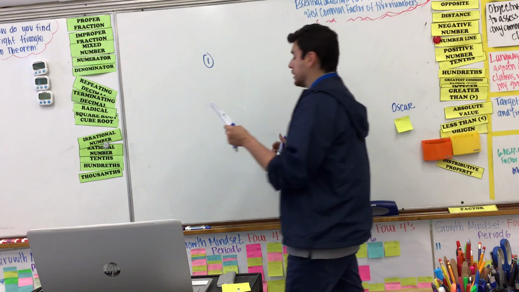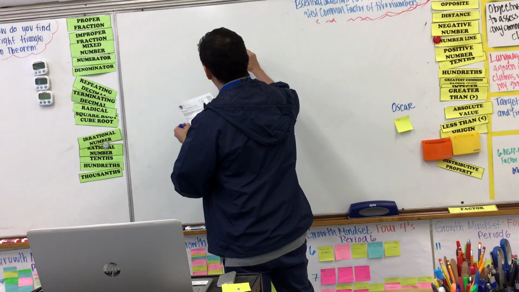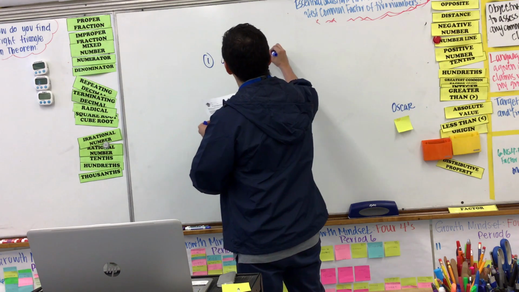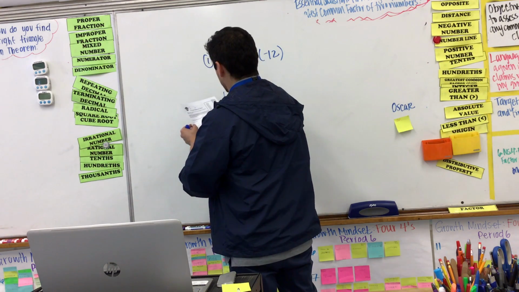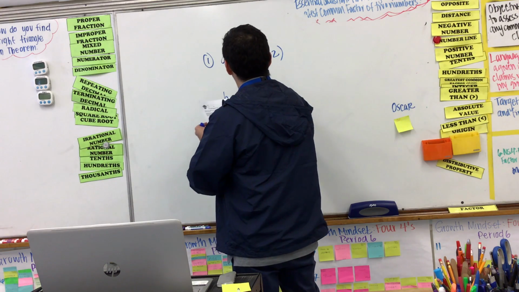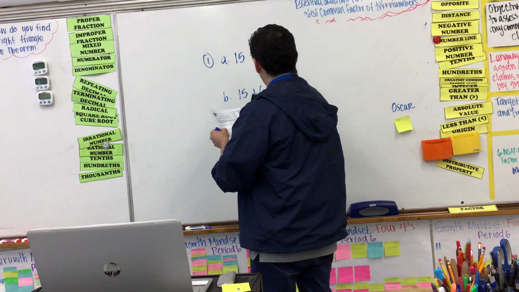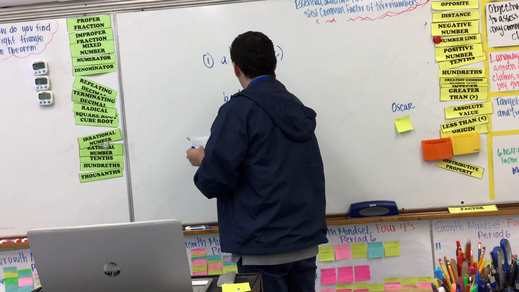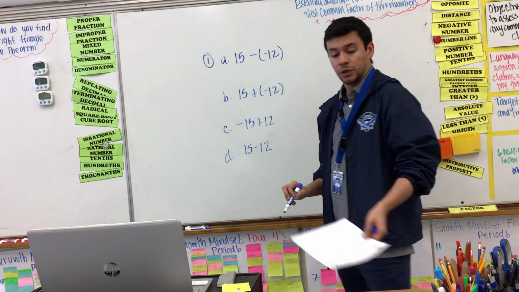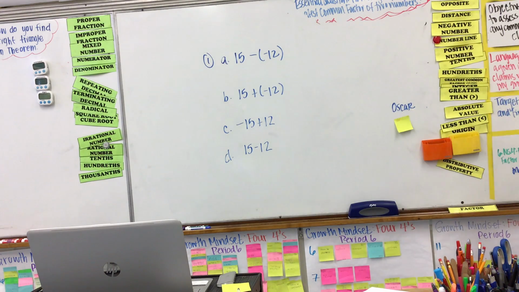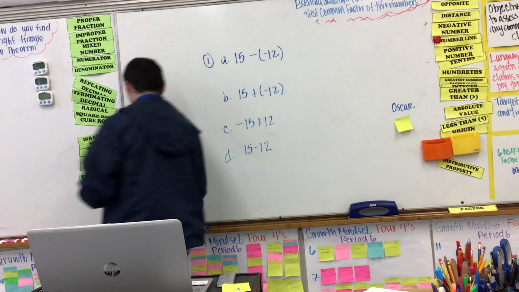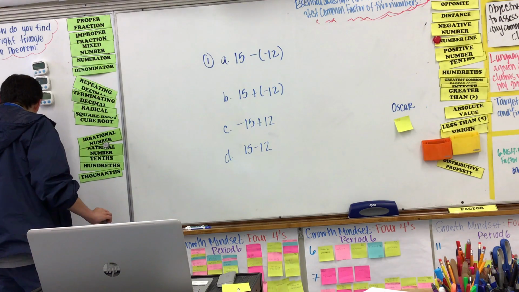So let's go over number 1. So number 1, you have 4 answer choices, and they're asking you which one of them will have the least value. So what you want to do is actually solve each one of them. This is part of 6th grade math. You learned this in 6th grade, also in 7th grade. Okay, so what we have is this.